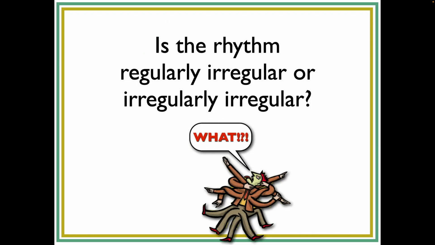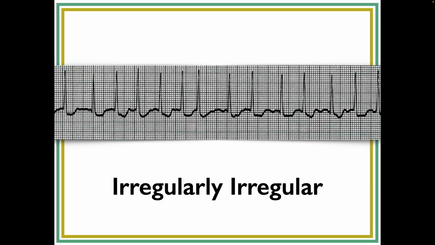And now here's everybody's fave. Is the rhythm regularly irregular or irregularly irregular? And even though it may not seem possible now, the most useful phrase in the whole bunch of slides here is that term irregularly irregular. So what's that? This pattern here is irregularly irregular, meaning it's random. That's a good synonym for irregularly irregular. It's random. There's no rhyme nor reason.